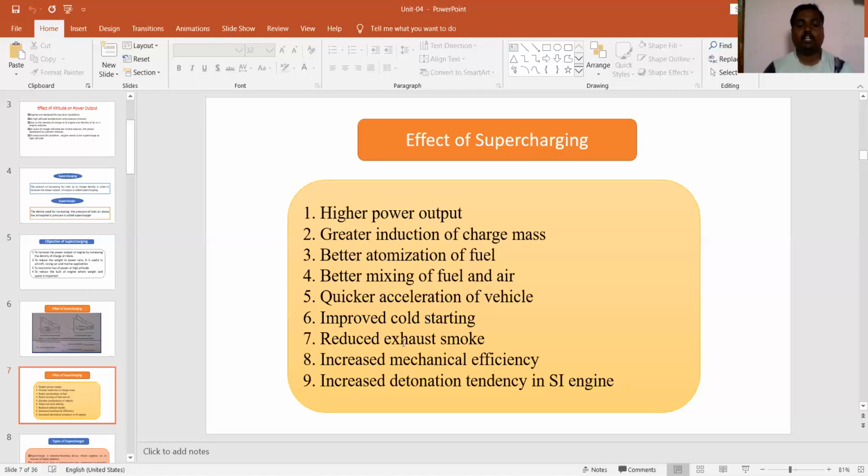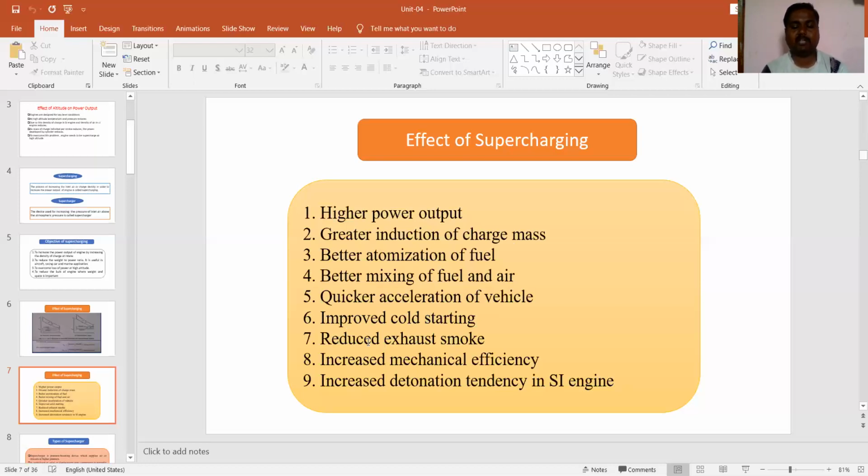Next one is reduced exhaust smoke. Reduced exhaust smoke means when we use the supercharging concept, the amount of smoke which is exhausted from the outlet stroke will be reduced.